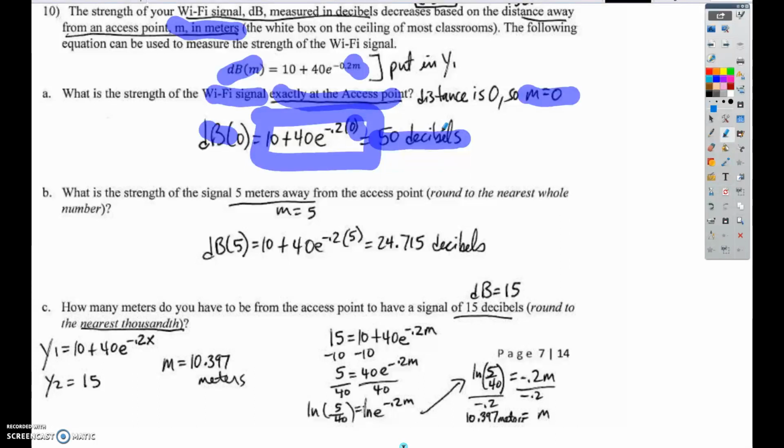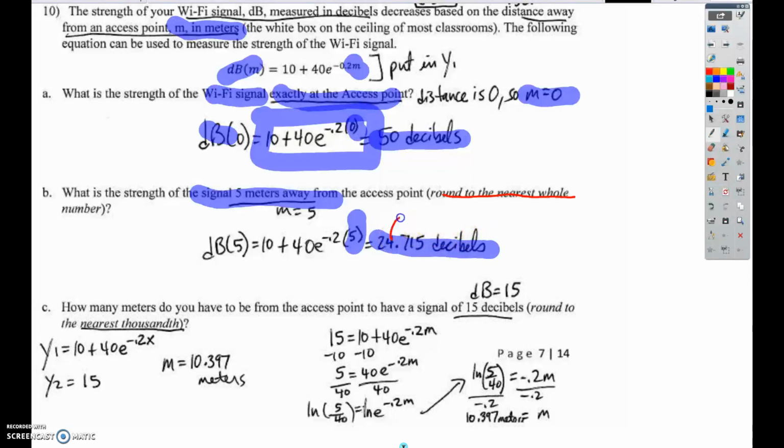For 10B, it's the same thing, except this time they say our little m, or meters away from the access point, is 5. So you are still inputting a number into the exponent to be multiplied by negative 0.2, and that number is 5. When you calculate that, it says round to the nearest whole number, which you can see that I did not do. Be very careful in the test for the rounding instructions, since it says the nearest whole number.